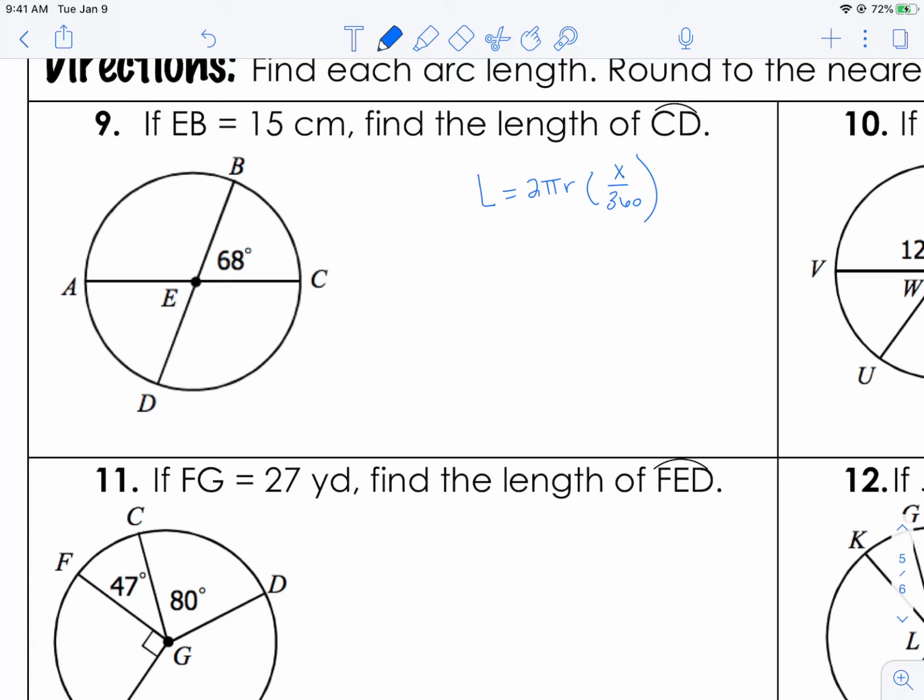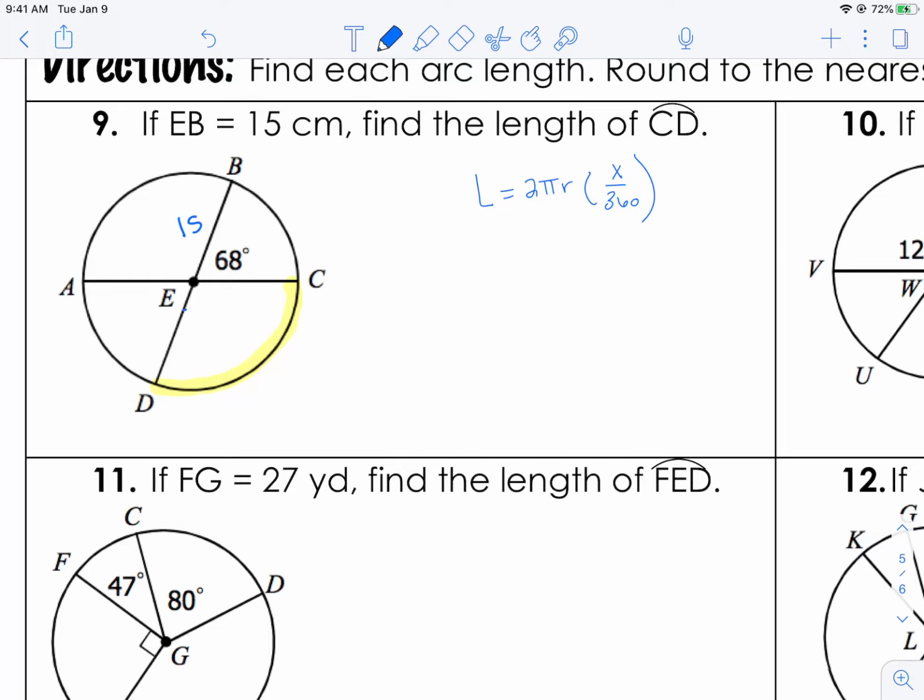All right, so EB is 15, so that's my radius, and I want to find the length of CD. So I want to find that arc length. To do that, I need to first find this angle. So to find that angle, I just do 180 minus 68 because it creates a straight line, and I get 112. So the arc is also 112 degrees. So then I have everything I need. I just need to plug it in.